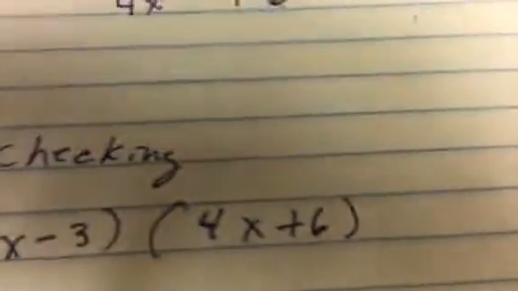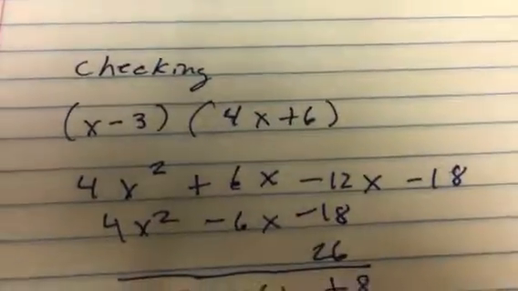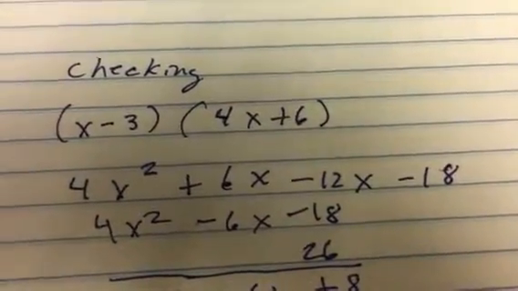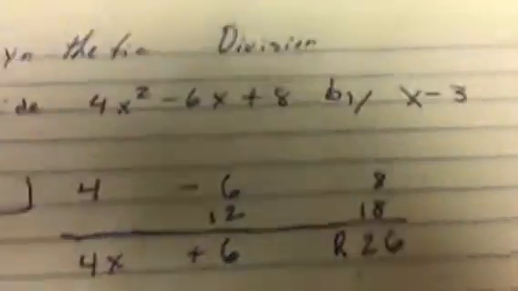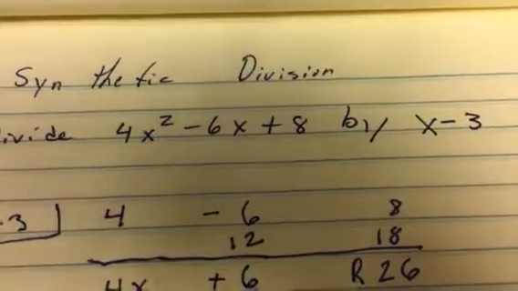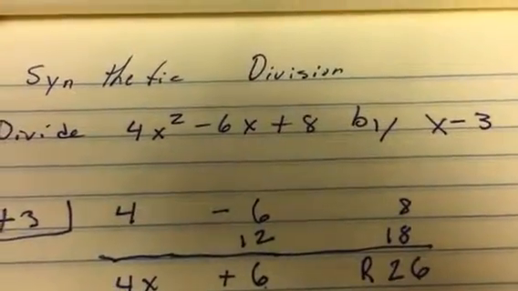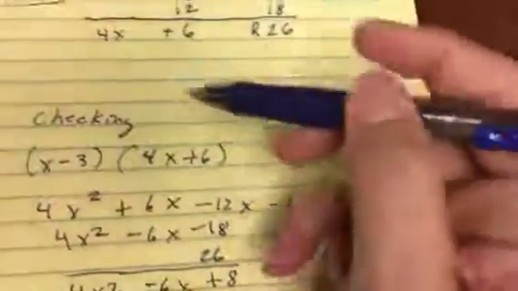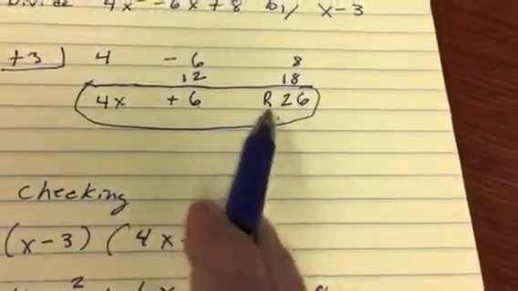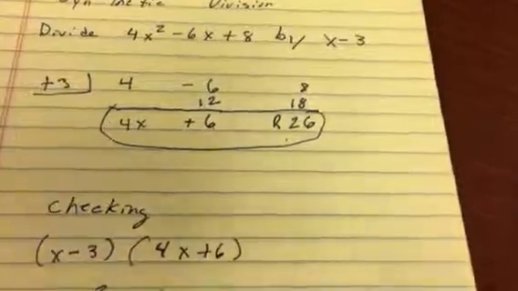If you look up here at the top, 4x squared minus 6x plus 8, that's what we started with. And notice when I check, that's what it comes out to be. So my answer is this right here, 4x plus 6, remainder 26. That is synthetic division.